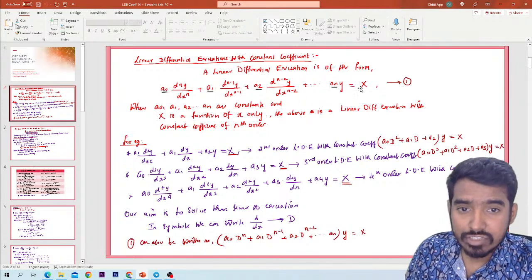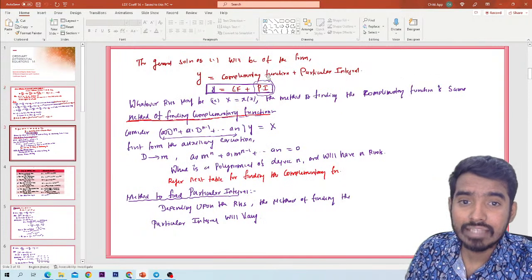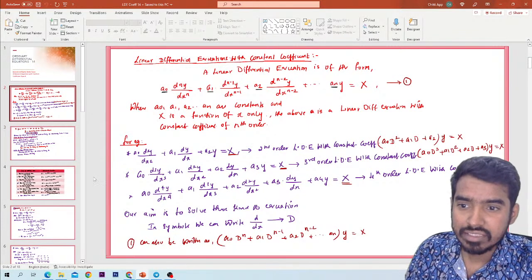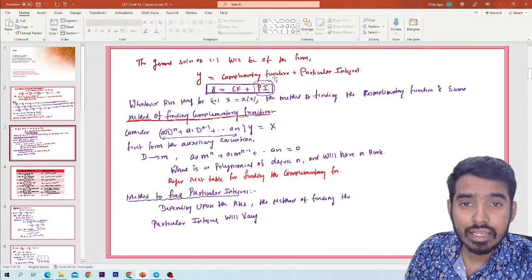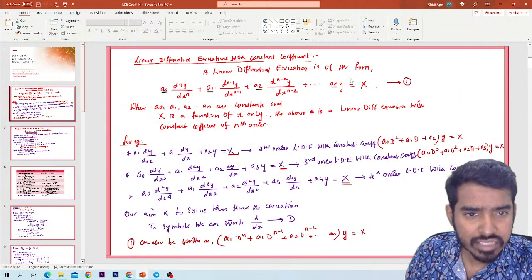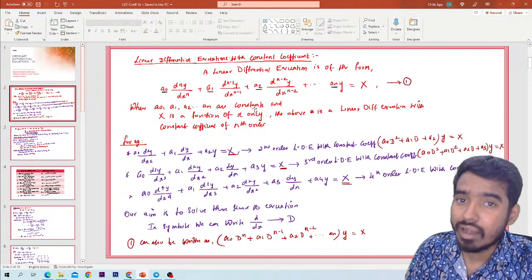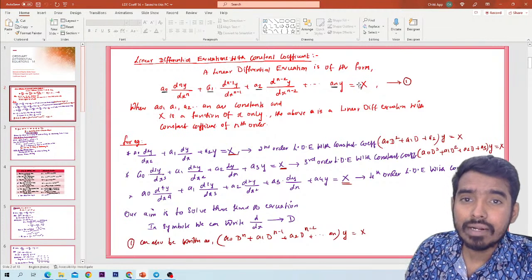Now, what is the solution of this equation? The solution is given by y = complementary function + particular integral. The general solution of this linear differential equation with constant coefficients is the complementary function plus the particular integral. The method of finding the complementary function is the same whatever the RHS X may be, and depending upon X, the method of finding the particular integral will vary.